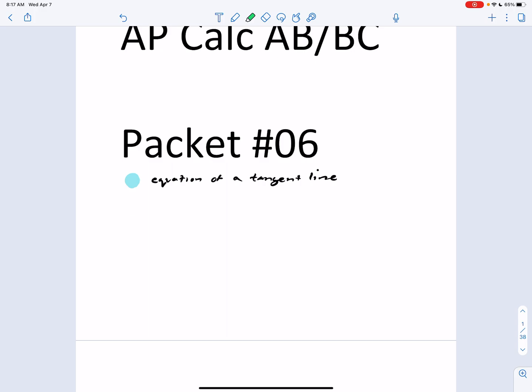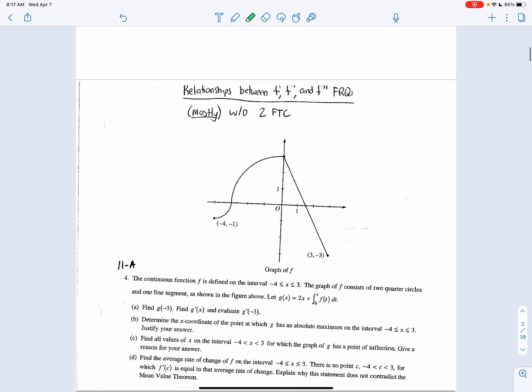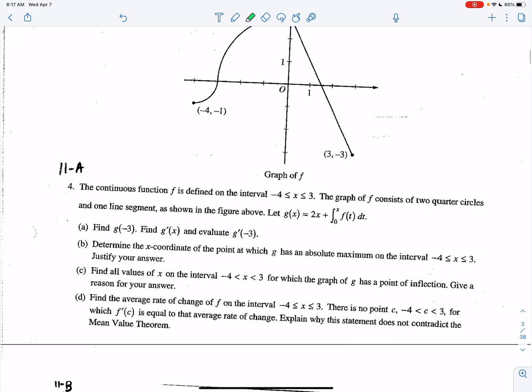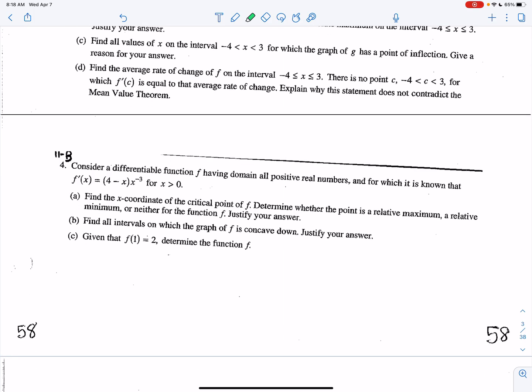Okay, here's the next highlight. Grab your next one. This one is, I'm going to call it evaluating. Okay, it's very straightforward. It's written a little bit differently each time, but let me show you what I mean by evaluating. It's when they're asking you for a value of some sort. So, for instance, in 2011 here, they ask you to find g of -3 and g prime of -3. Stuff like that we're going to highlight. Right here in part C, determine the function f. So finding the function, we'll include that as well.